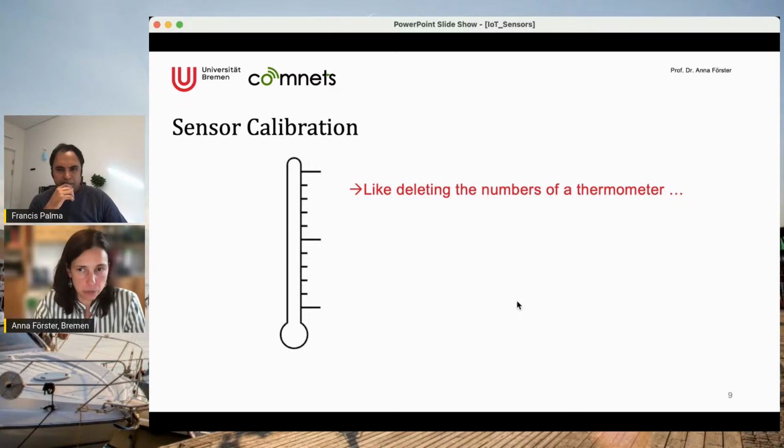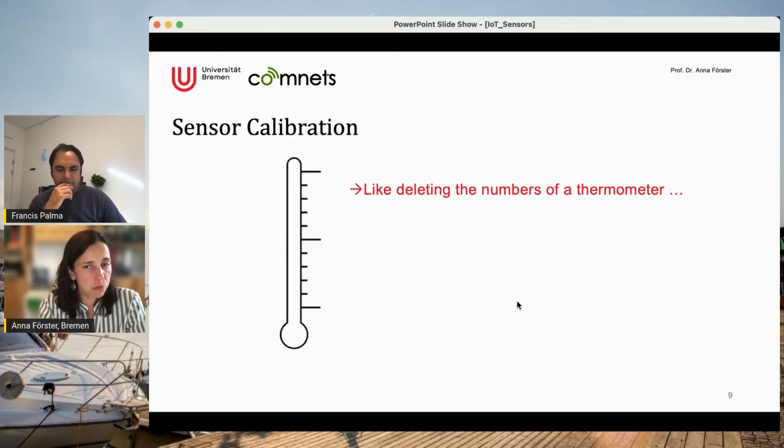What is sensor calibration? If you take a sensor, an analog or a digital sensor, at the very beginning, it is a little bit like a thermometer without a number, right? Like it's like taking a thermometer and not knowing what the individual lines there actually mean. Like, where is the zero? Is it on the top? Is it in the middle? Or is it down there?